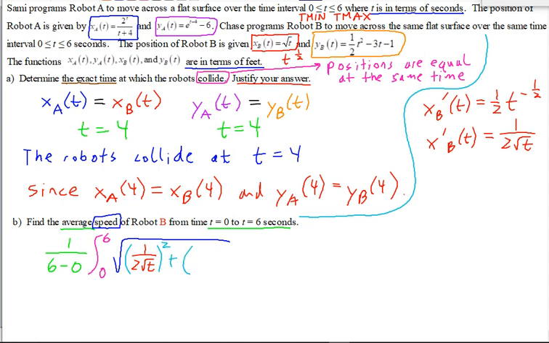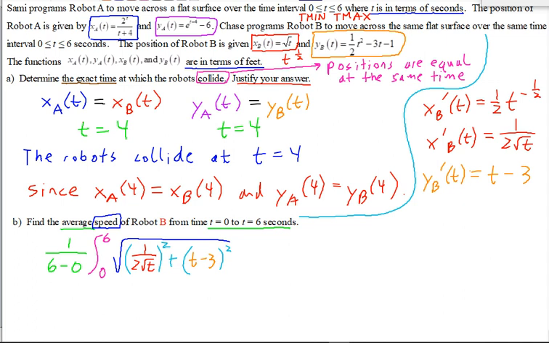Plus, now we need the velocity of the y coordinate of robot b. So y sub b prime of t. This one's a little easier. It would just be, bring down the 2 times 1/2, is just t minus 3. And then squared.